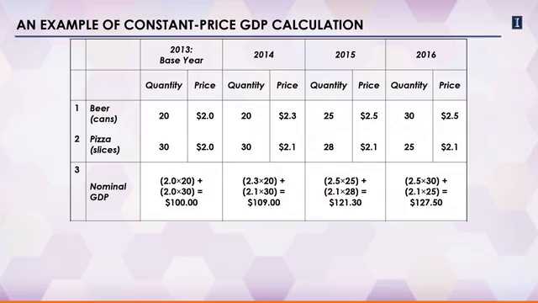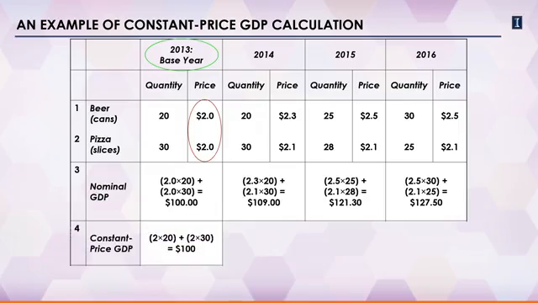Let me show you how this works by going back to the example I presented earlier. So we choose a base year, let's say 2013, and we choose the prices in that year and measure GDP in those base prices for all years, not just for the base year. For the base year, there's no change in GDP from nominal GDP. It's the same because you're using the same prices.